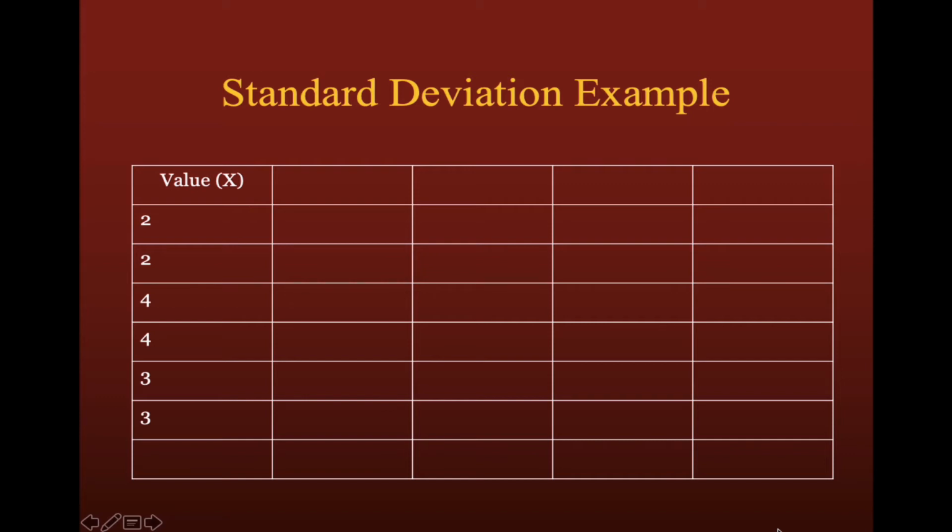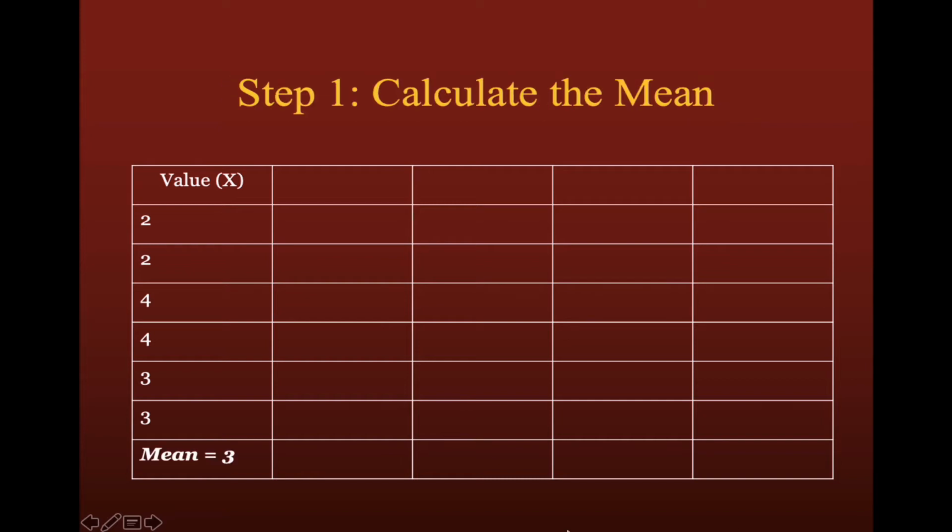So I'm going to use a very simple example. So we have 6 values or 6 scores here: 2, 2, 4, 4, and 3, 3. So the first step in the process is to calculate the mean. So obviously the mean of those numbers is 3.